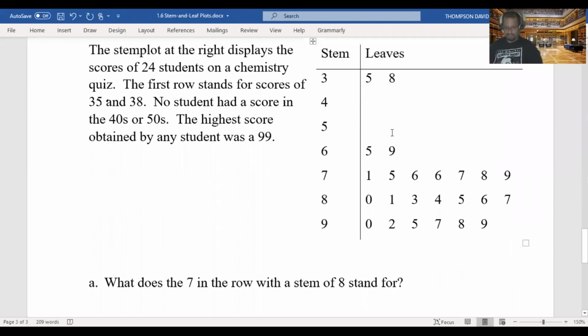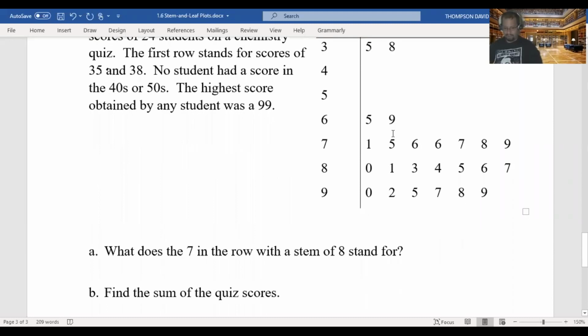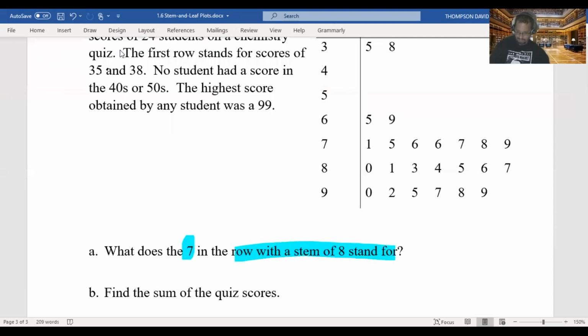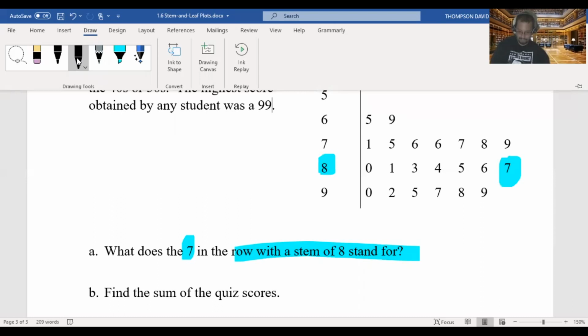Question 1. What does a 7 in the row with a stem of 8 stand for? So we find the row with a stem of 8 and find the 7. And that stands for a score of 87.